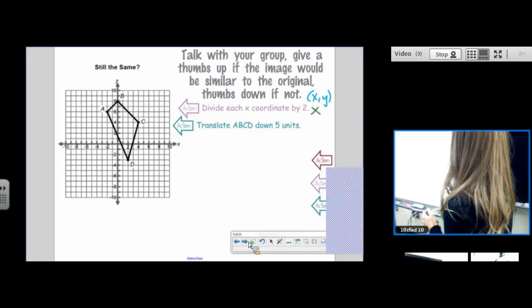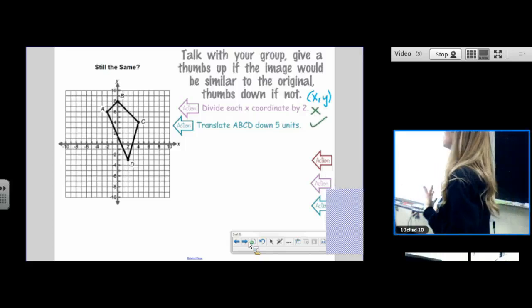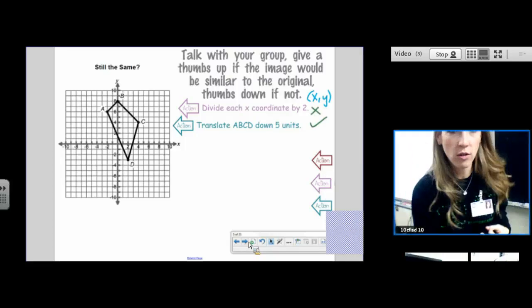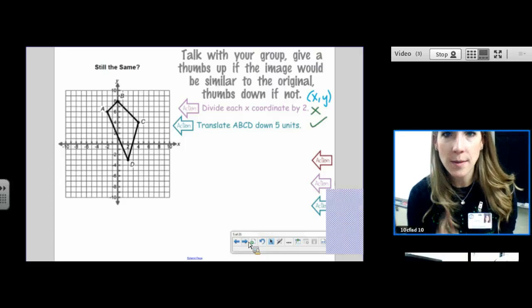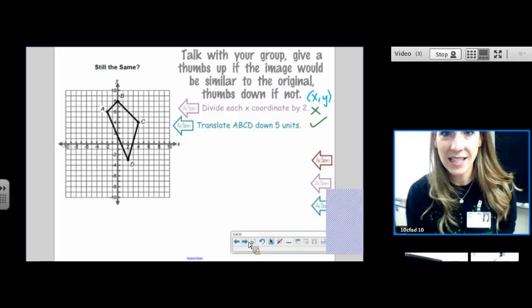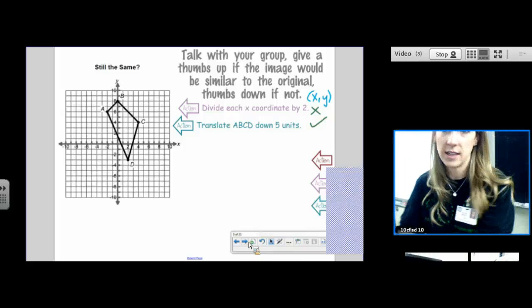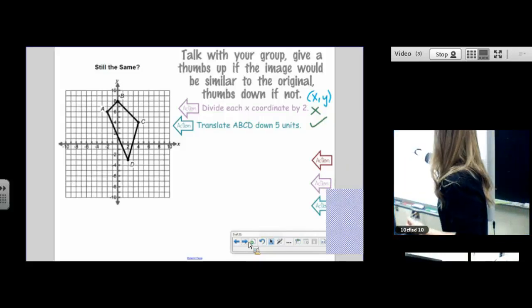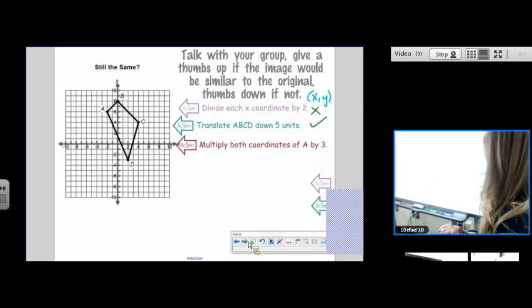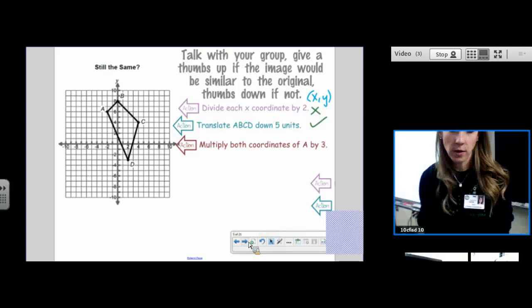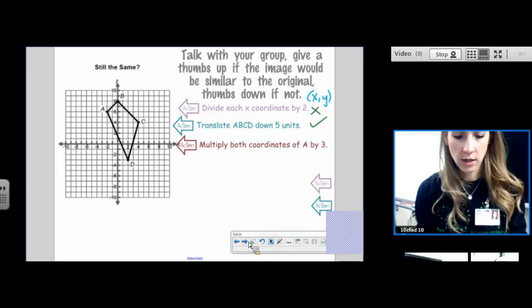This one is true. What you get is similar to what you started with. If they are congruent, they are also similar. It's harder to be congruent than it is to be similar. So if you're congruent, you're definitely similar. Similar is like a prerequisite to being congruent. Next one, multiply both coordinates of A by 3. Agree or disagree? They're not similar.